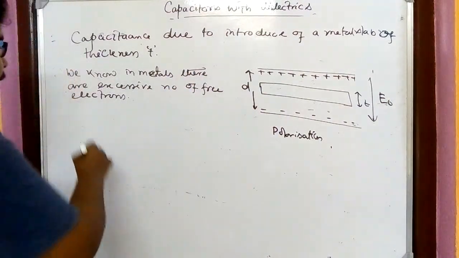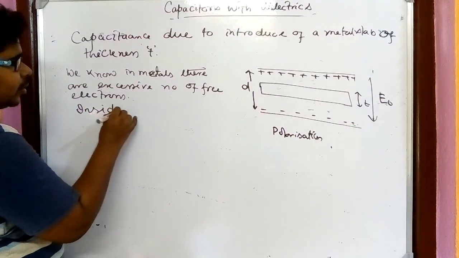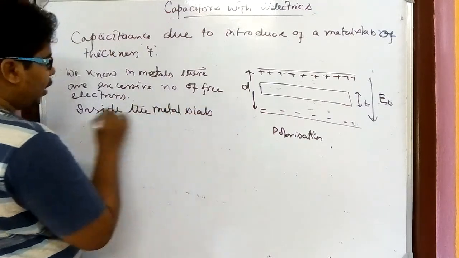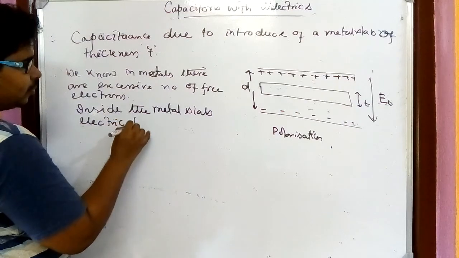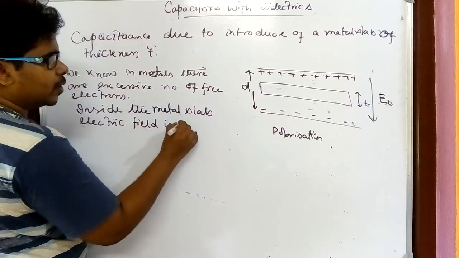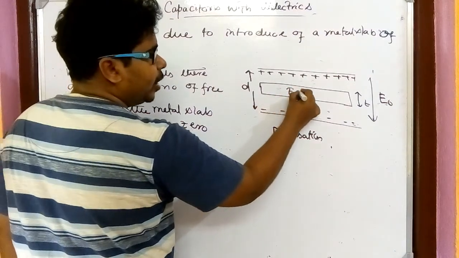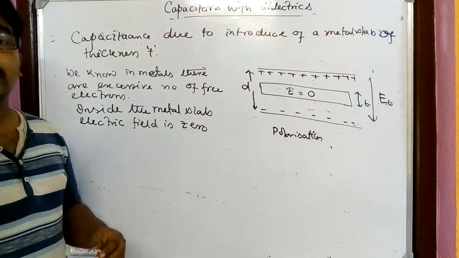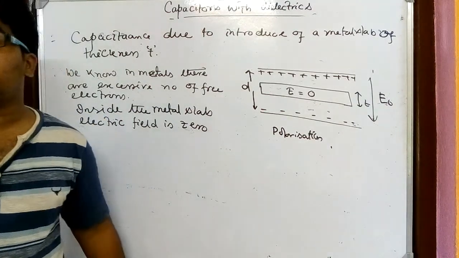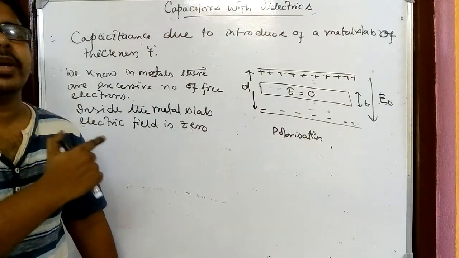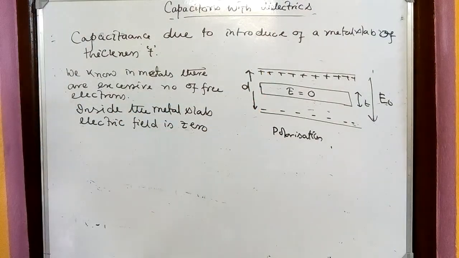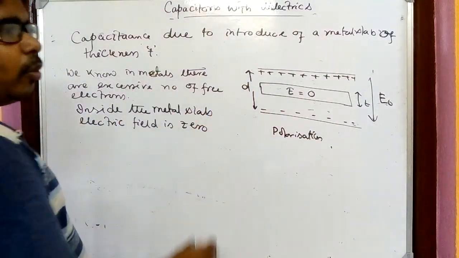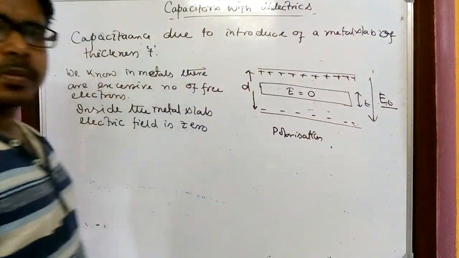So that's why inside the metal slab the electric field is 0. Why? The reason is that a huge number of free electrons are there. That's why the polarization we saw for dielectrics will not happen here. Okay, so apart from this portion T, the rest of the portion is D minus T, and in the D minus T portion the electric field is E naught, right?